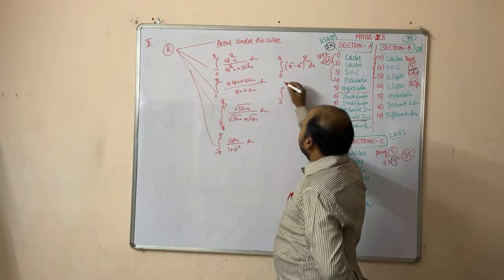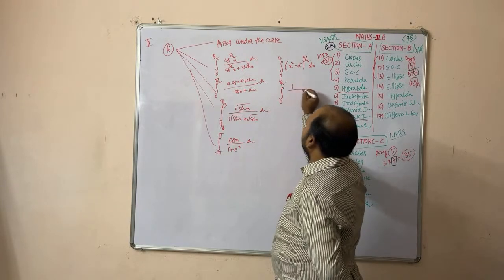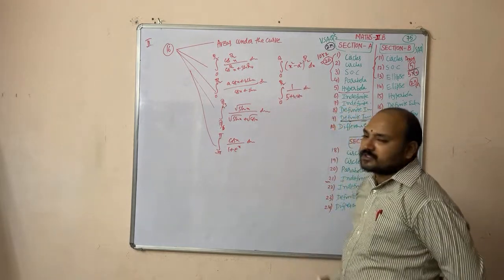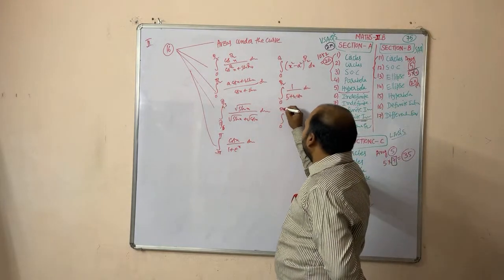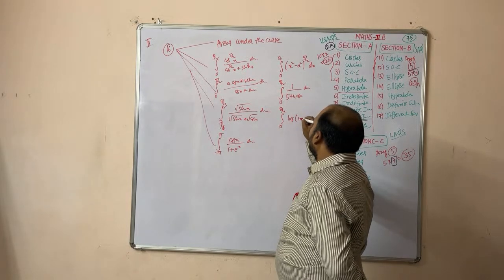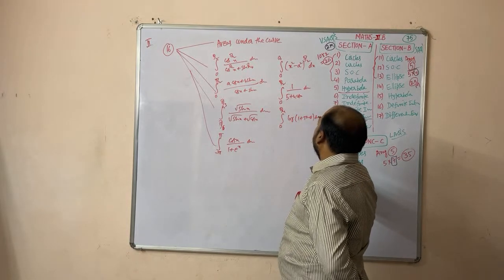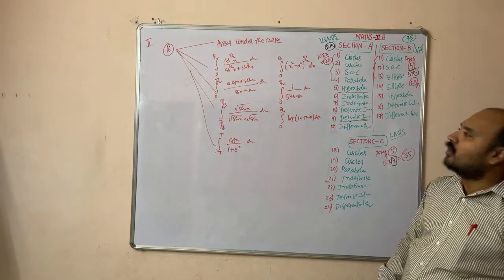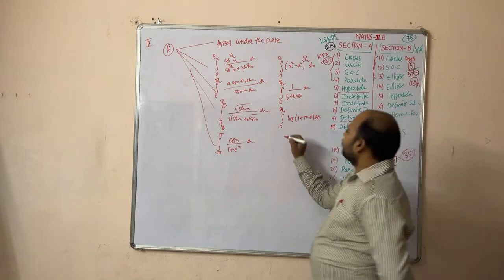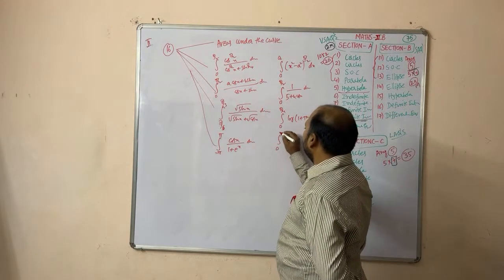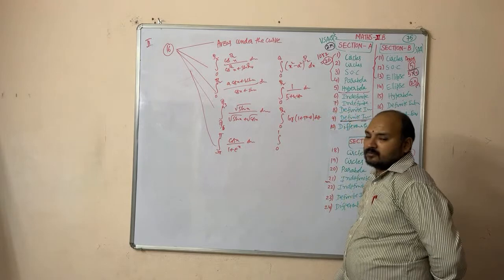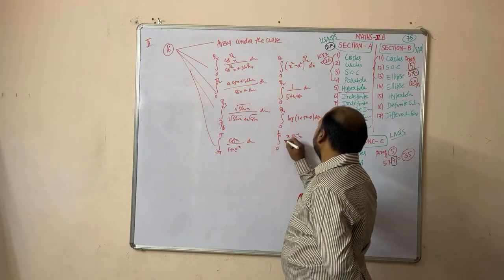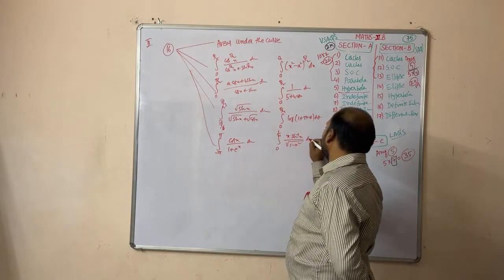Integral 0 to pi by 2 of 1 by 5 plus 4 cos x. Simple questions: integral 0 to pi by 4 of log of 1 plus tan theta d theta. Integral 0 to pi by 4 log of 1 plus tan theta d theta. Integral 0 to 1, 0 to 1 by 2 we take, x sin inverse x by root 1 minus x square dx.